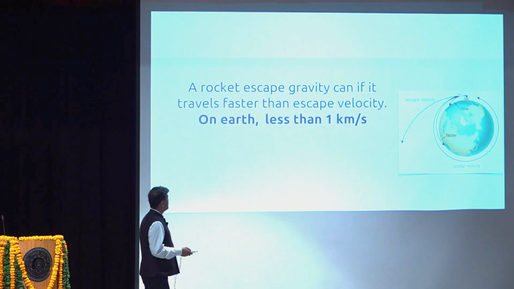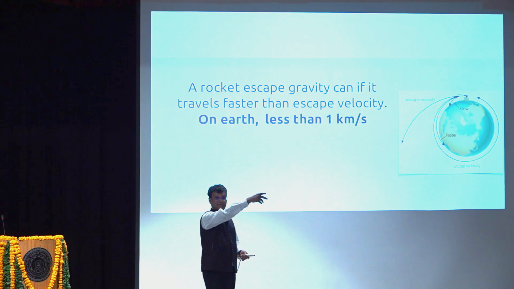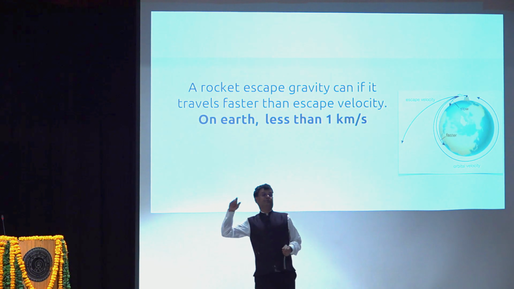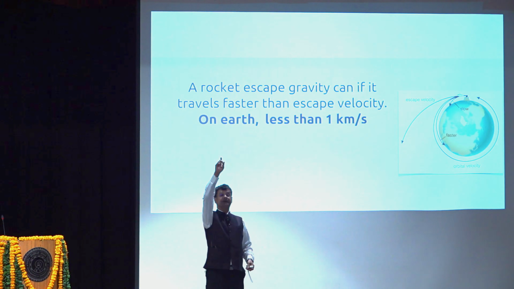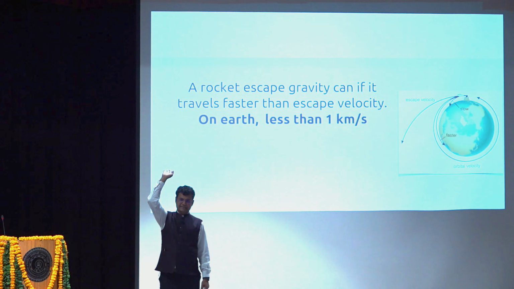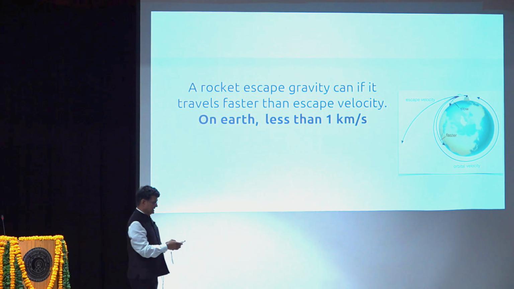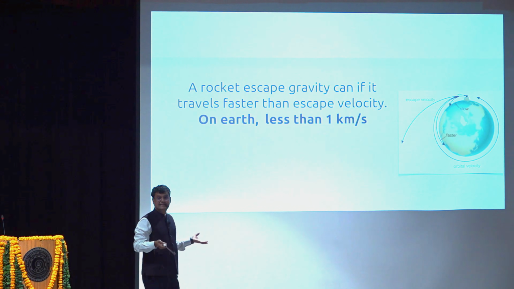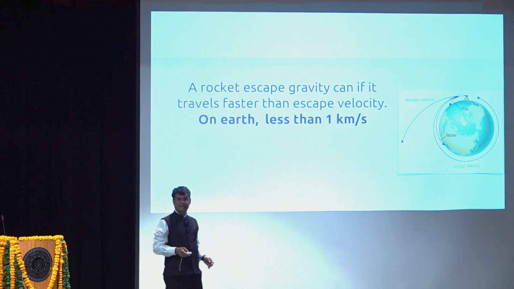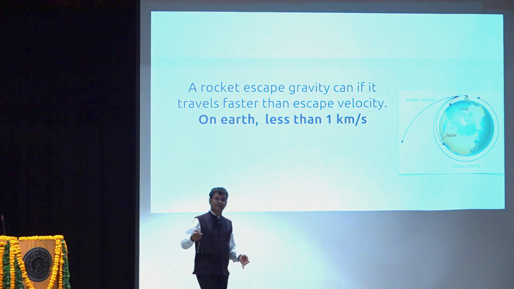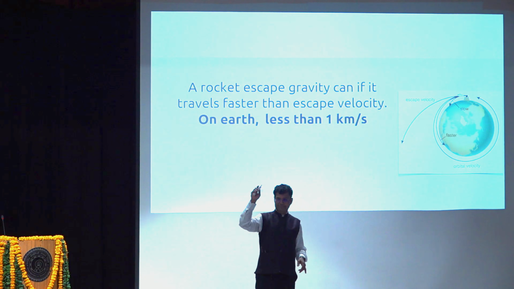We know that there is an escape velocity. If you throw a stone, it goes and falls somewhere. If you throw it fast enough, it will start going around like a satellite. And if you shoot it up at the escape velocity, it will escape. Otherwise, it will keep falling down. Every planet has a certain escape velocity. On Earth, it's a bit more than 11 kilometers per second. So the rocket goes a little faster than that, and then it escapes.